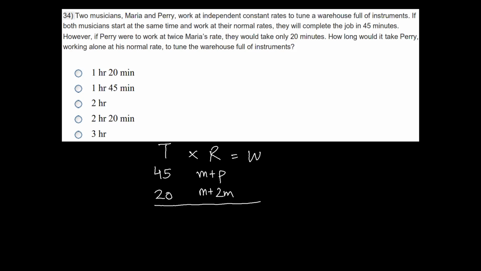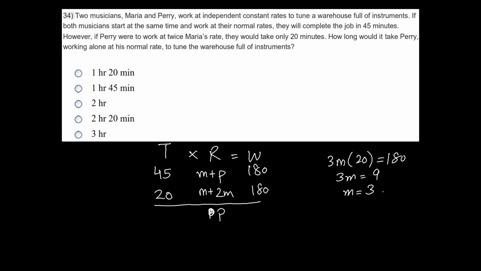So the question is asking, how long will it take if Perry works alone? Let's assume that the work is of 180 units, right? So the work is of 180 units, then you can clearly see that you can get the value of M. What is M? 3 times M into 20 is 180. So 3 times M is equal to 9. M is 3.